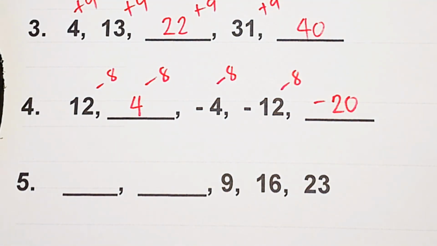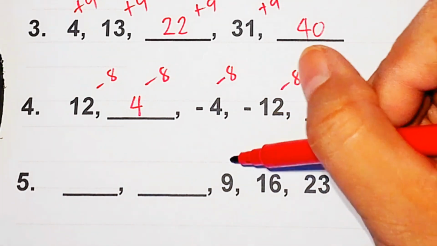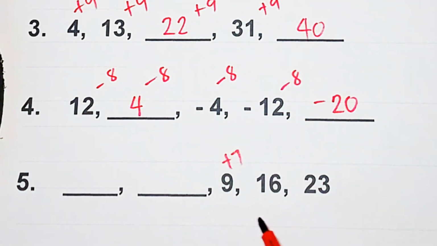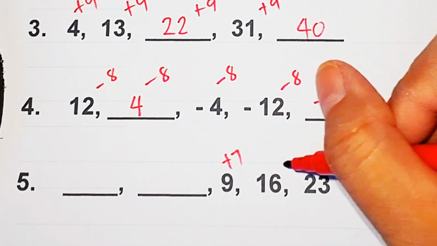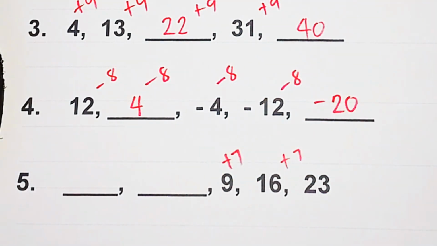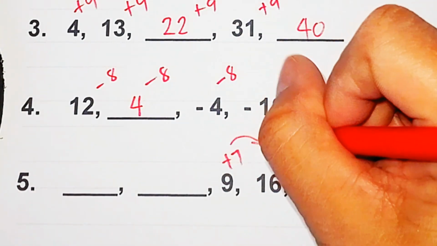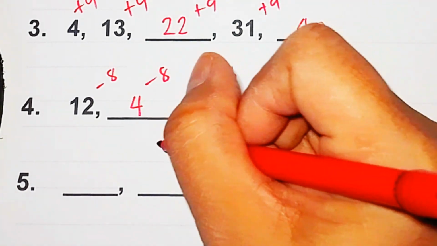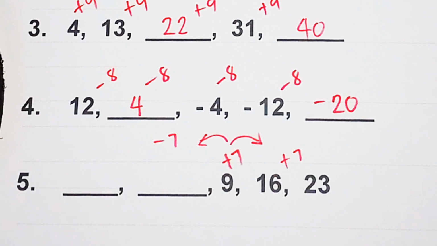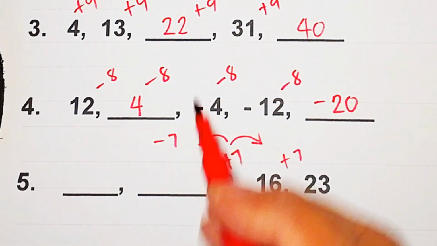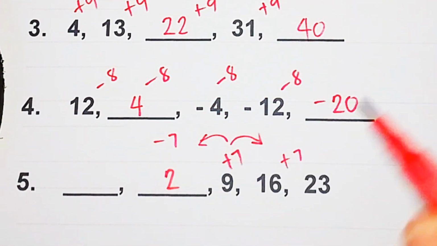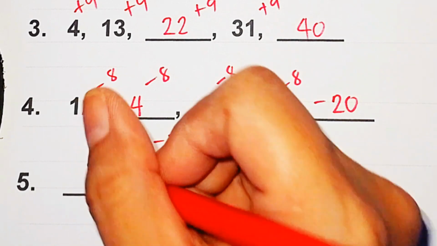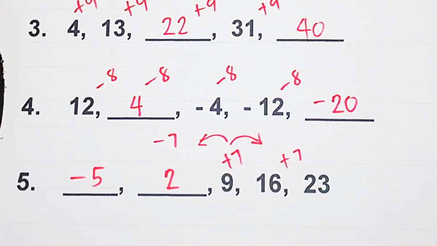For number 5, 9, then 16. This means addition of 7. 9 plus 7, 16, plus 7, 23. So going to the right, it's plus 7. So to find the term at the left, we subtract 7. Let's do the opposite. So 9 minus 7 is 2. And then 2 minus 7 is negative 5.